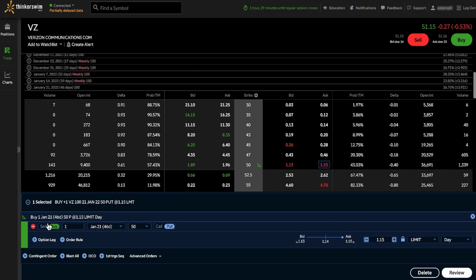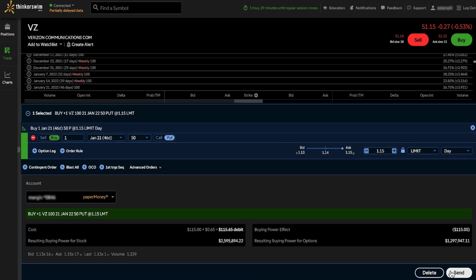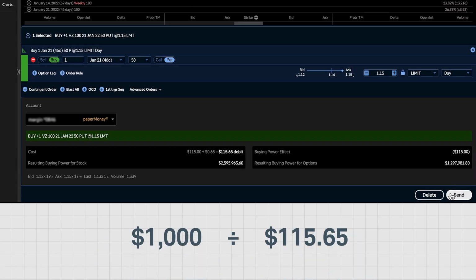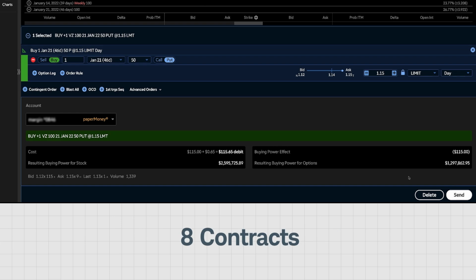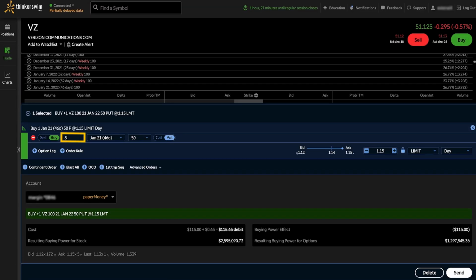To determine how many contracts to buy, I'm going to use the same portfolio risk of $1,000 per trade. To figure out the max loss on a single contract, I'll hit Review. The max loss is $115.65, including fees. So our portfolio risk of $1,000 divided by that amount equals 8 contracts. I'll update that in the order ticket.